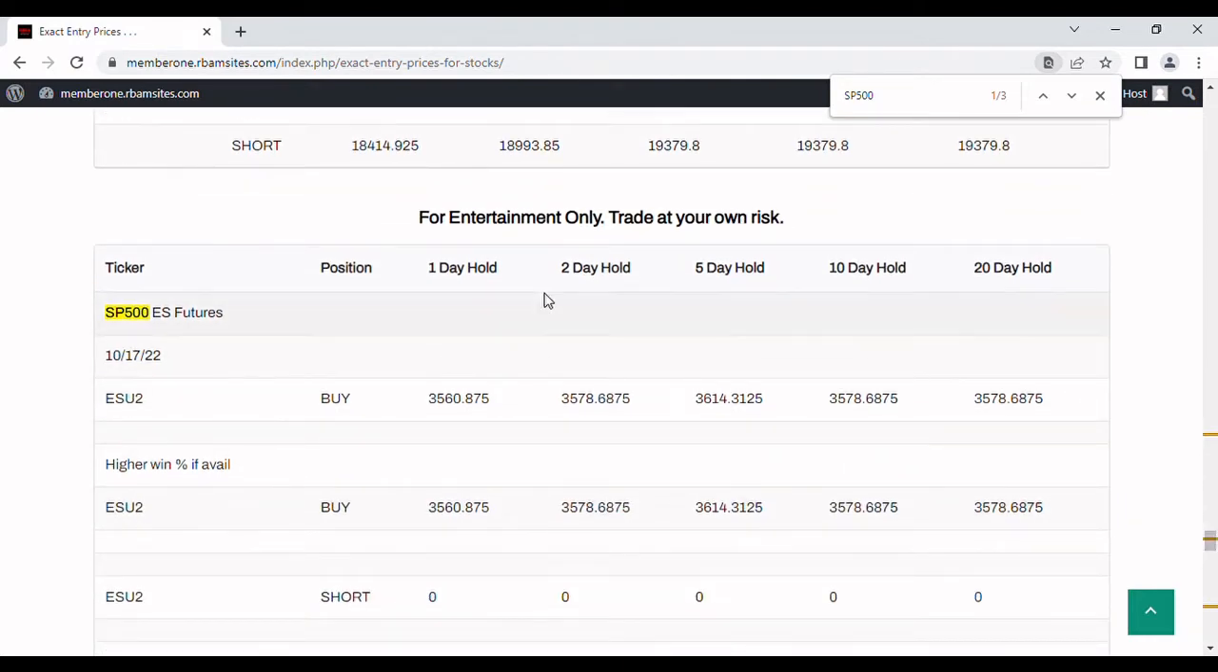Our S&P 500 non-trend following systems right here, it's got 1, 2, 5, 10, and 20-day holding periods. Let's focus on the one-day hold. For Monday, the 17th, you can see we've got a buyout here at 35.60. Basically, the way this works is you get in on Monday, get out at the end of the next trading day, worst case. Now, that's how this is set up.